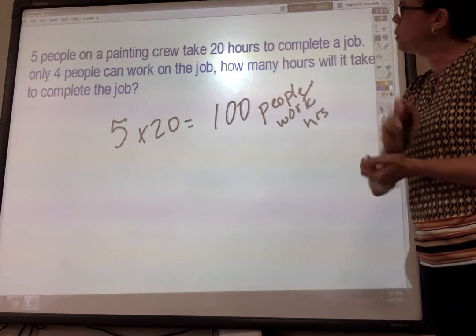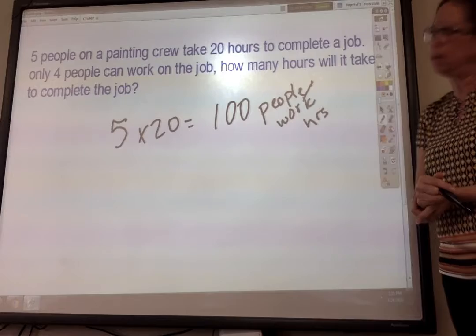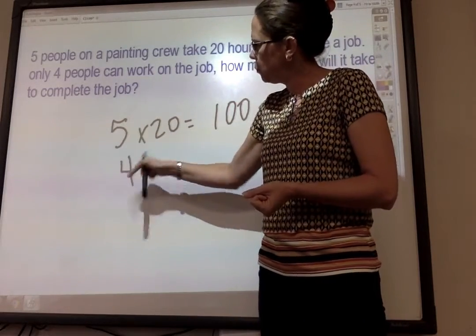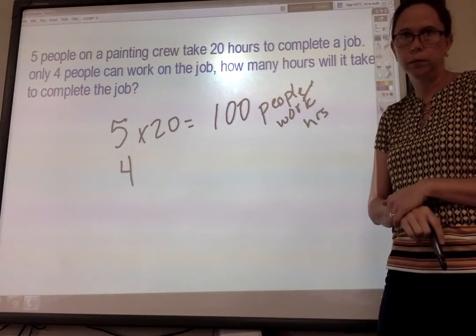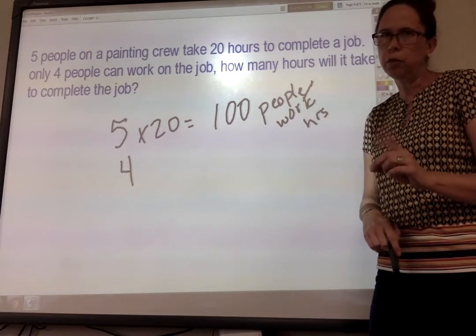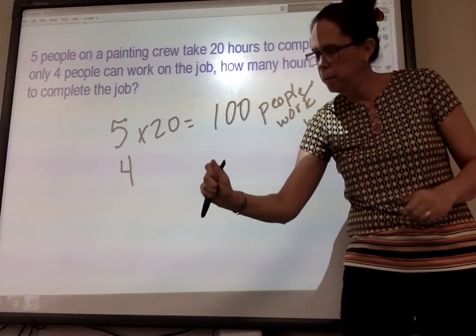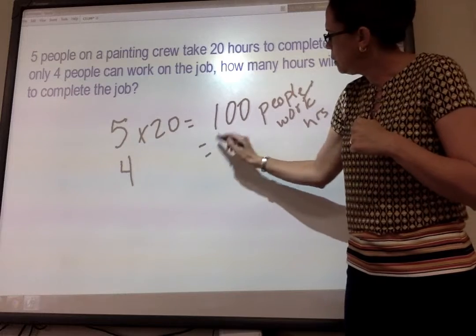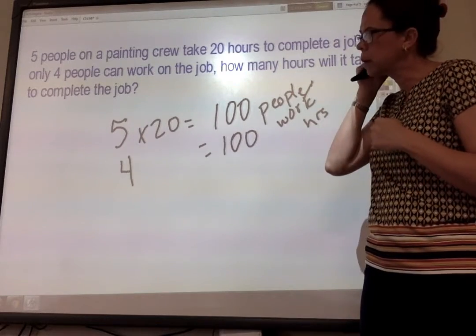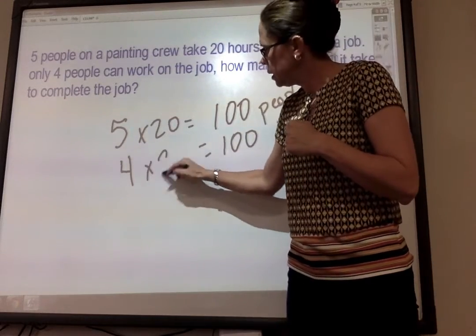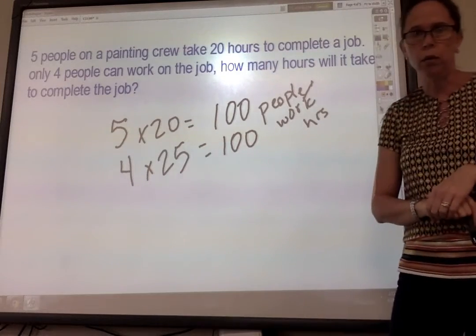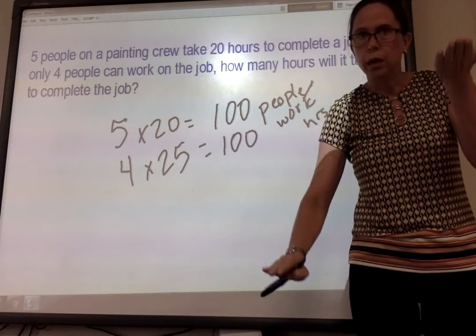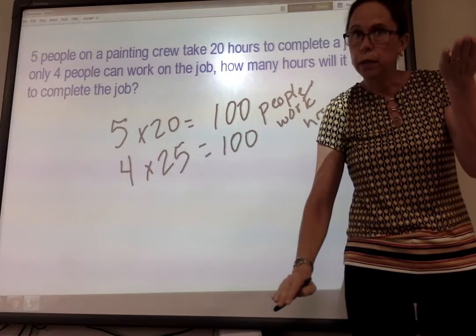If only 4 people can work on the job, how many hours will it take to complete it? So we are reducing the number of people. Think about in an inverse relationship, if I'm decreasing the number of people, what's going to happen to the number of hours it takes to complete the job, to equal our 100 person work hours? Hopefully you figured out it's going to take 25 hours. So if we're reducing the number of people working on the job, it's going to increase the number of hours it takes to complete the job.